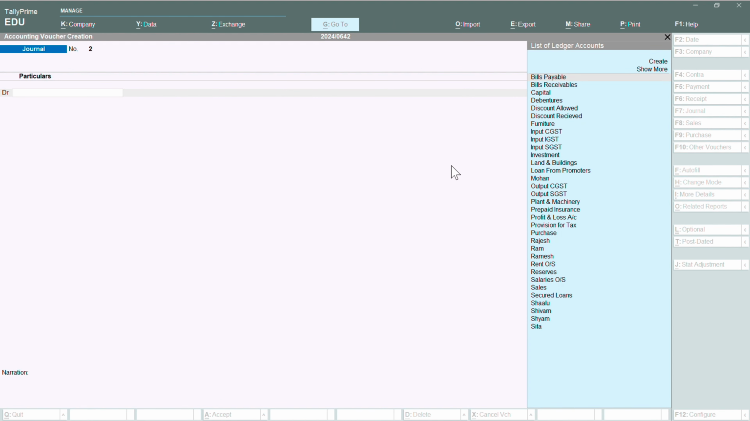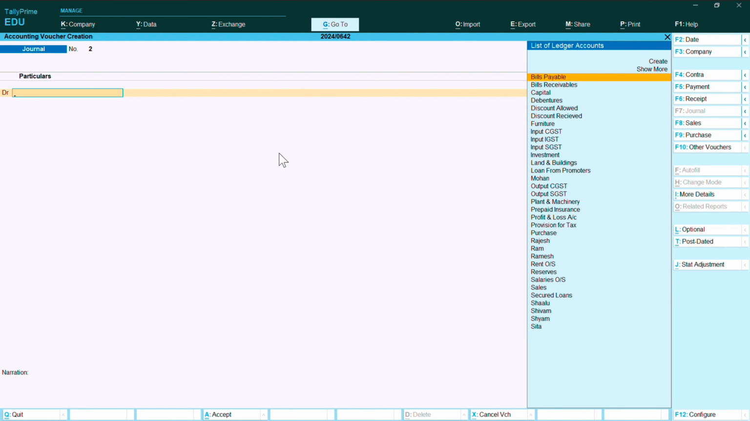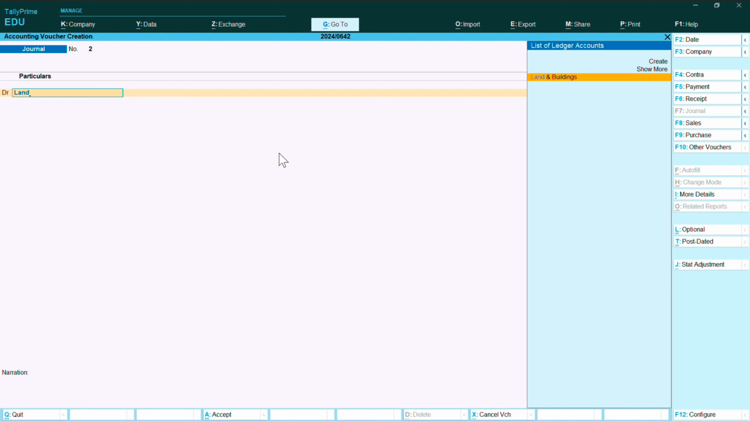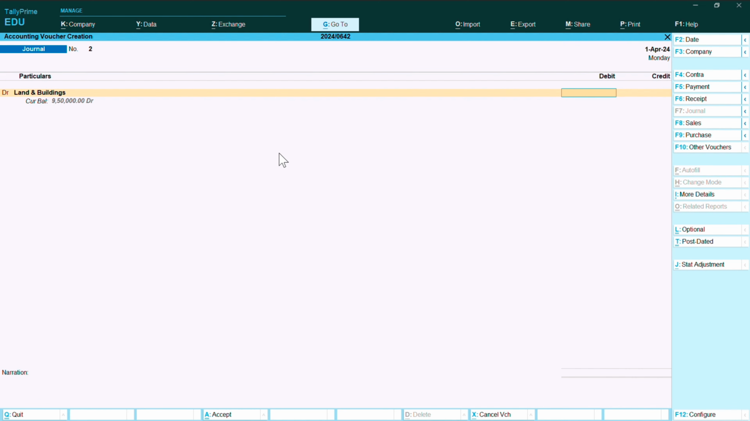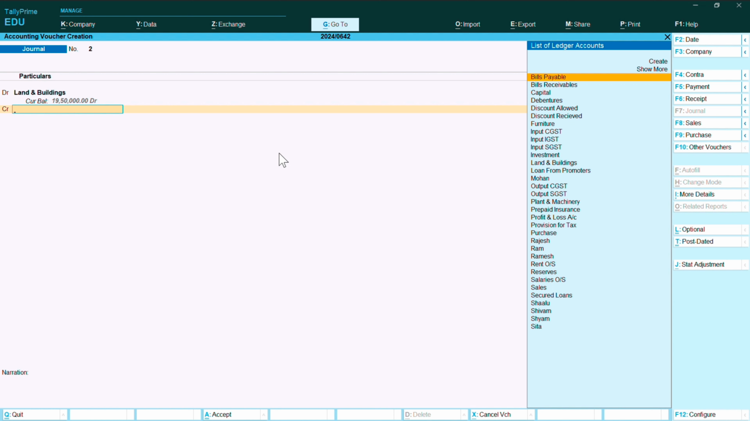Here the important entry comes, which says we have purchased land and building from ABC Ltd for a consideration of 10 lakh rupees. To pay the amount of 10 lakh rupees, we have taken a loan of 6 lakh rupees from the bank and issued 4 lakh rupees debentures. For this transaction, we need to pass 4 different entries in 3 vouchers.